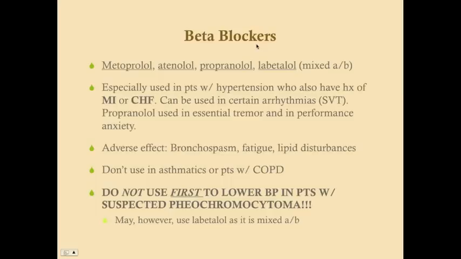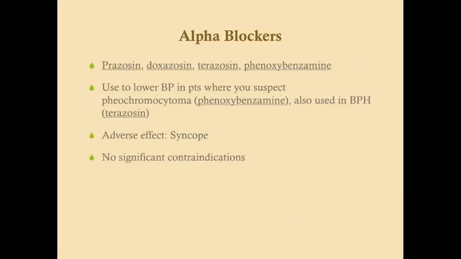You'd never use metoprolol, atenolol, propranolol, or any other beta blocker besides labetalol in a patient where you suspect pheochromocytoma and you're trying to lower the blood pressure. So alpha blockers include prazosin, doxazosin, terazosin, and phenoxybenzamine, and these are used to lower the blood pressure in patients where you suspect pheochromocytoma. Phenoxybenzamine is the alpha blocker usually of choice, but you can also use labetalol. That is an acceptable choice.